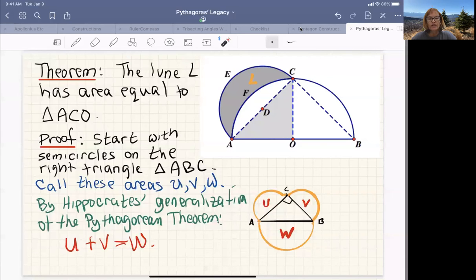And so according to Hippocrates, just like Pythagoras said, if these were squares, we would have said A plus B equals C. That was what Pythagoras said, but he used squares. But Hippocrates said, you know what, any shape works. So I'm going to do something that's not a square. I'm going to do a semicircle. So we have the same theorem, U plus V equals W. So that's Hippocrates' generalization of the Pythagorean theorem.